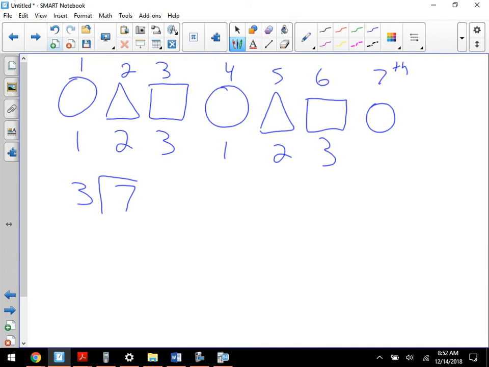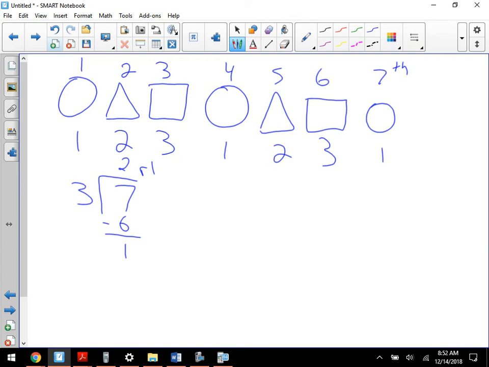How many times does 3 go into 7? Twice. You put a 2 up here. You'd multiply. You'd subtract. And what do you do with that 1? What do we call that? It's a remainder. So back in the day, you'd call that R1. So think about the term of the sequence. 1, 2, 3. 1, 2, 3. 1. The remainder tells you where it's at.